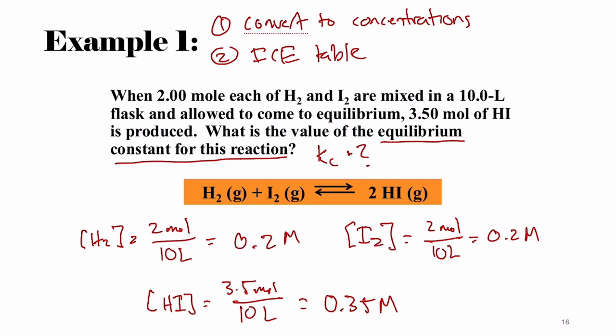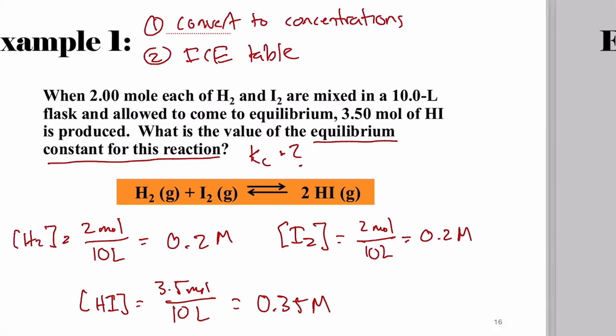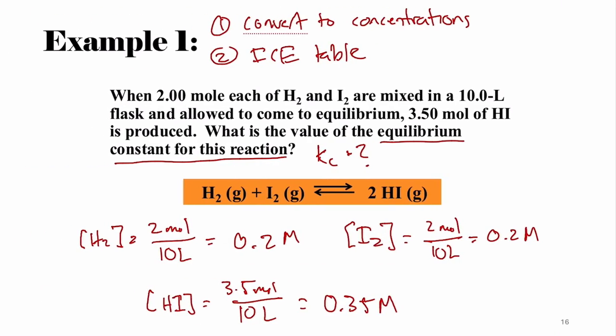What's the difference between these concentration values that we've been given? What can we identify right away? The products have a higher concentration. Yeah, the product does have a higher concentration. But what's distinct about this concentration versus these ones?